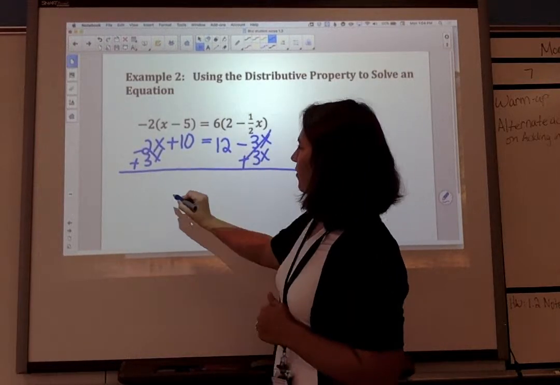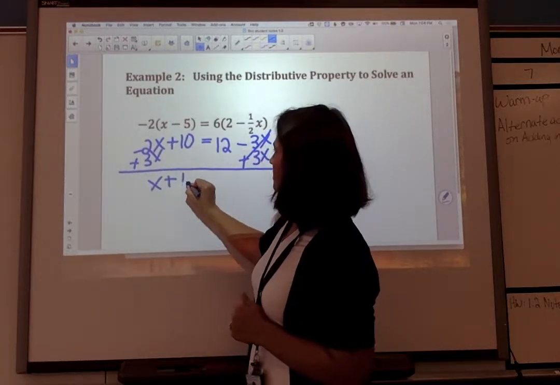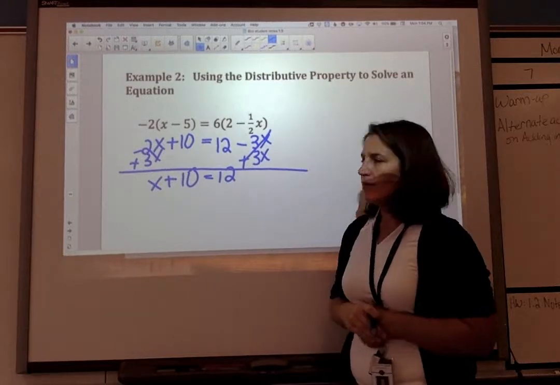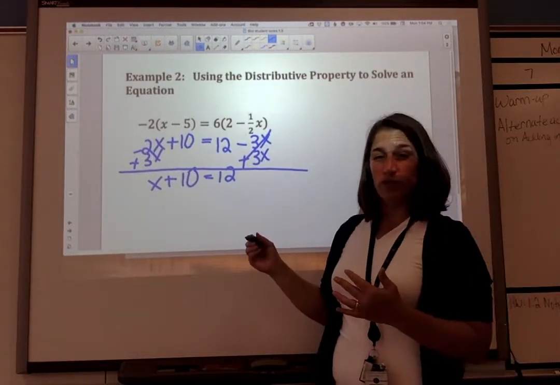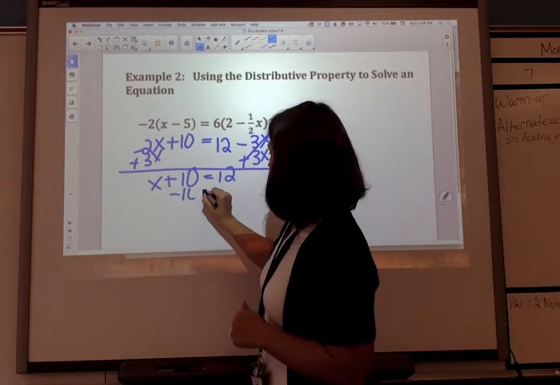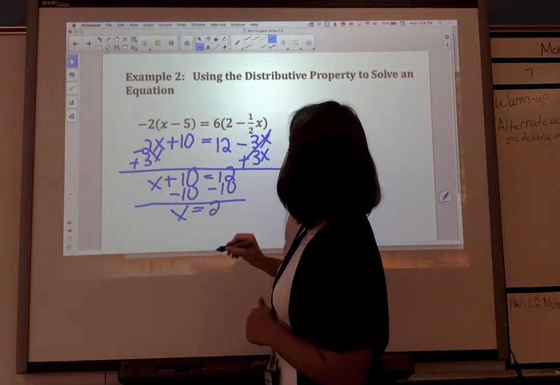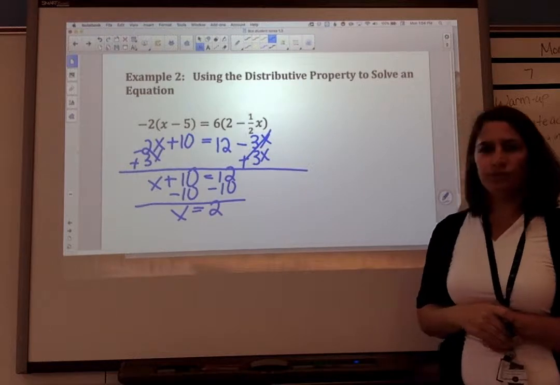So these cancel out. I have x plus 10 equals 12. Now I need to subtract 10 from both sides. And I get x equals 2.